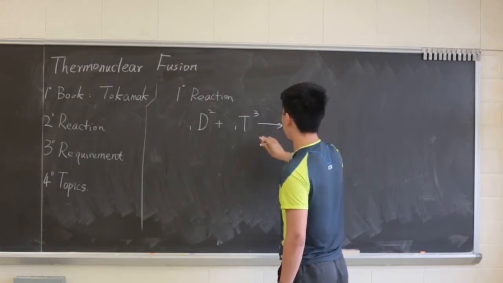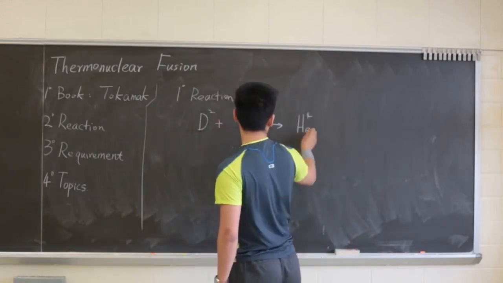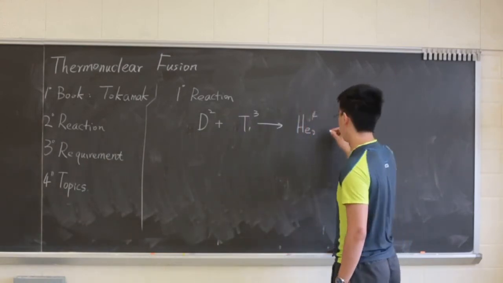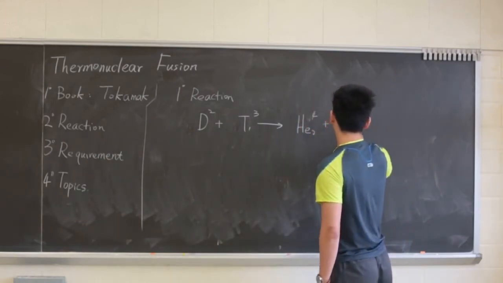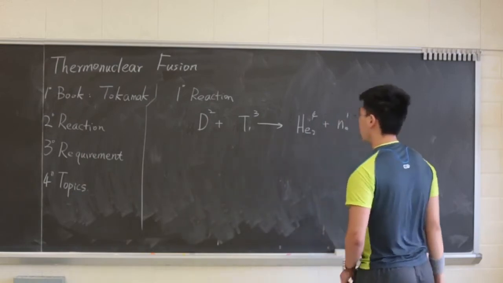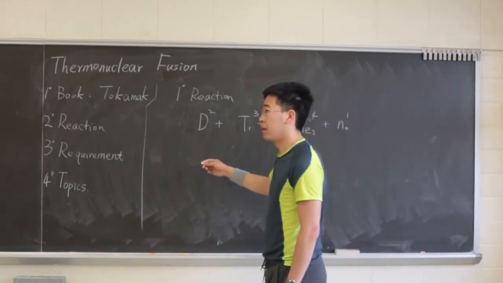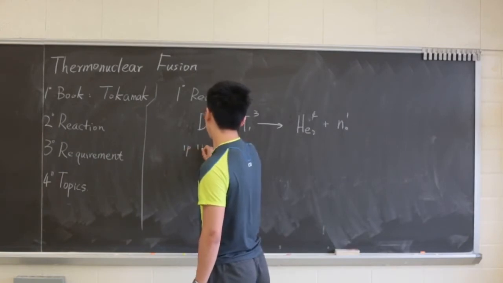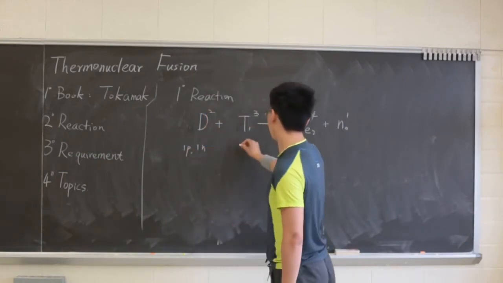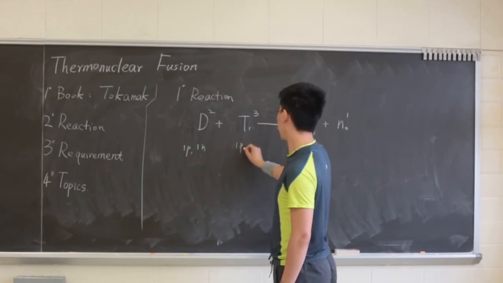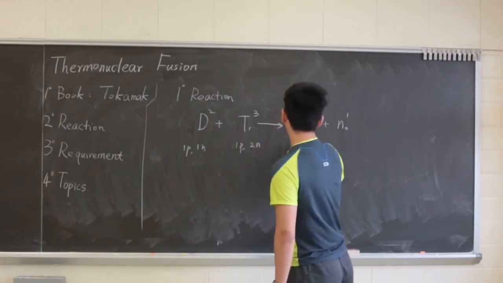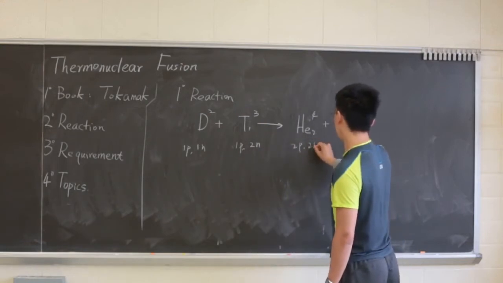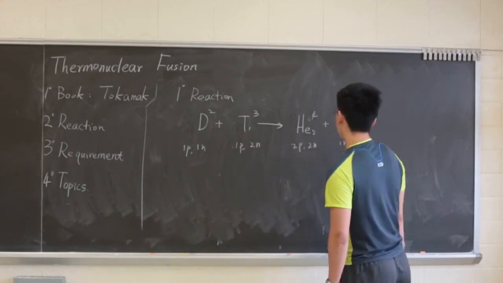I think the notation is kind of awkward. Yeah, that's right. So the book makes the notation kind of weird, and plus one neutron. You can see that deuterium has one proton, one neutron. Tritium has one proton, two neutrons. And helium has two protons, two neutrons, and then there's one neutron.